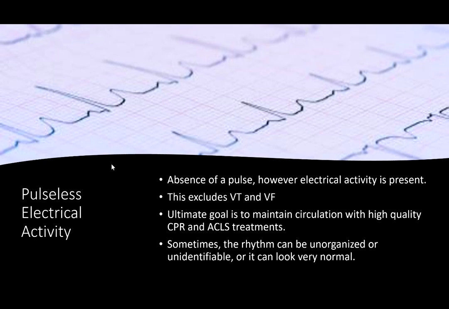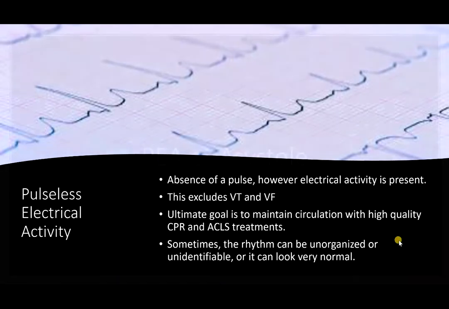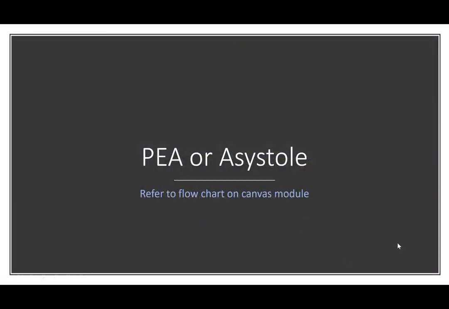We're going to treat this just like asystole. Good high quality CPR. This is not a shockable rhythm. Treat them with epinephrine every 3 to 5 minutes, and do our pulse checks every 2 minutes. But this is another one we may call in the field. And make sure you're looking to Canvas for your PEA and asystole flow charts and algorithms.